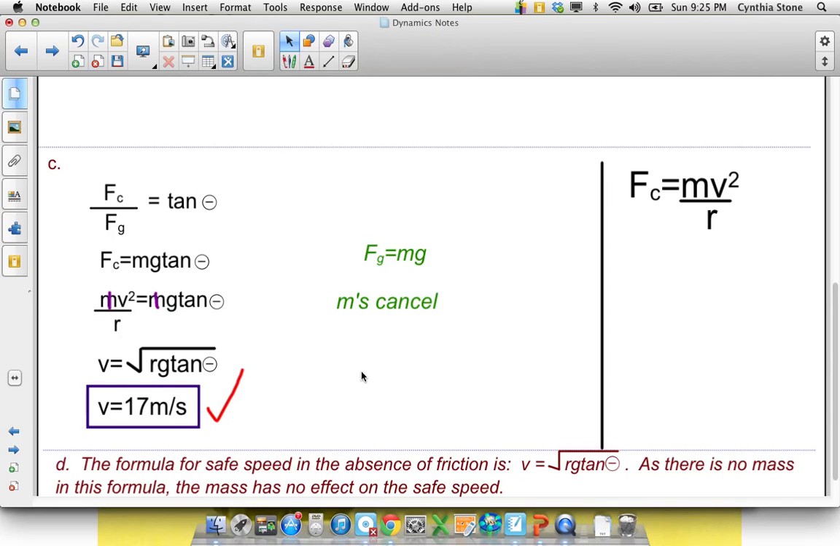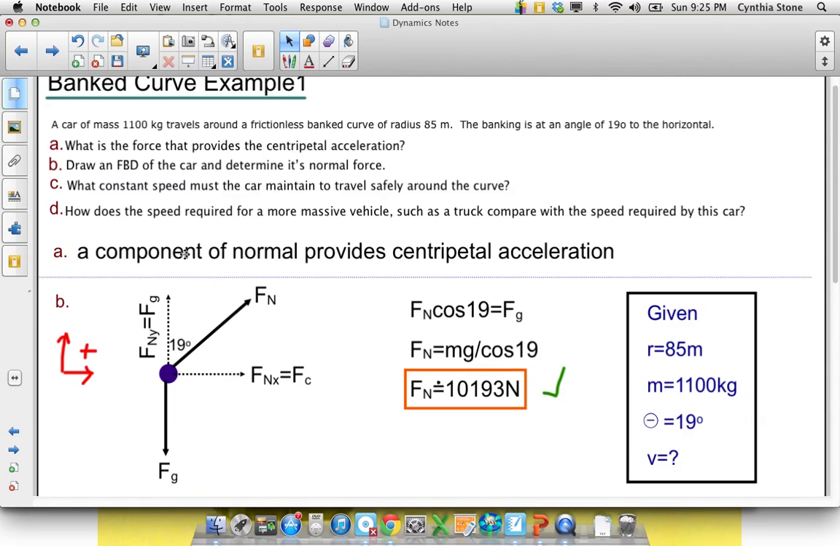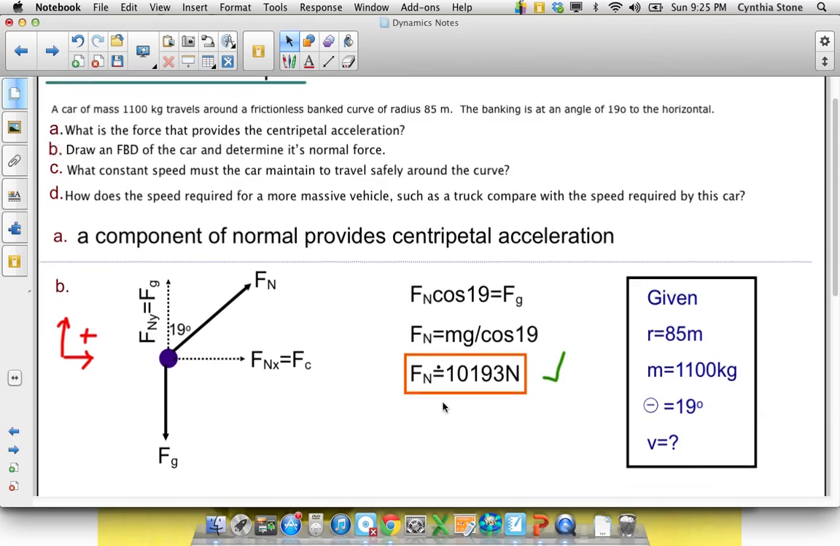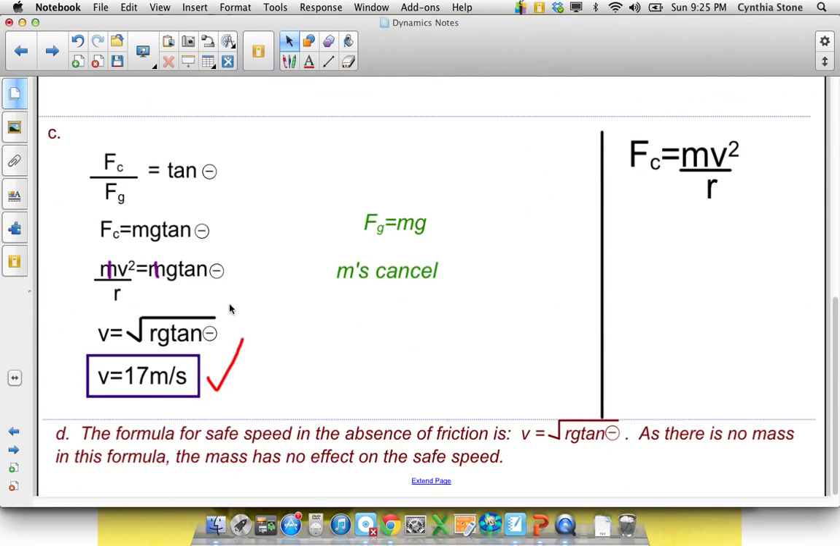In part D, just jumping up, how does the speed required for a more massive vehicle such as a truck compare with that for a car? On the level curve, it made a difference. However, if you look here, I canceled the m's out. This v has nothing to do with mass. I could have an m of 50,000 kilograms and it wouldn't affect what the v is. Therefore, mass has no effect on the safe speed on a banked curve with the absence of friction.